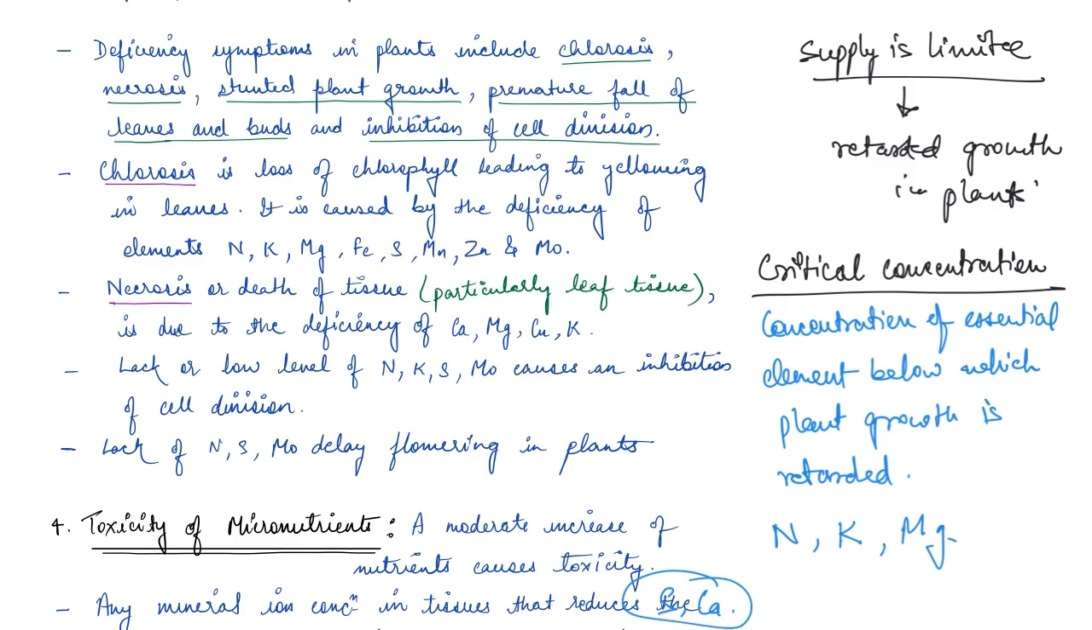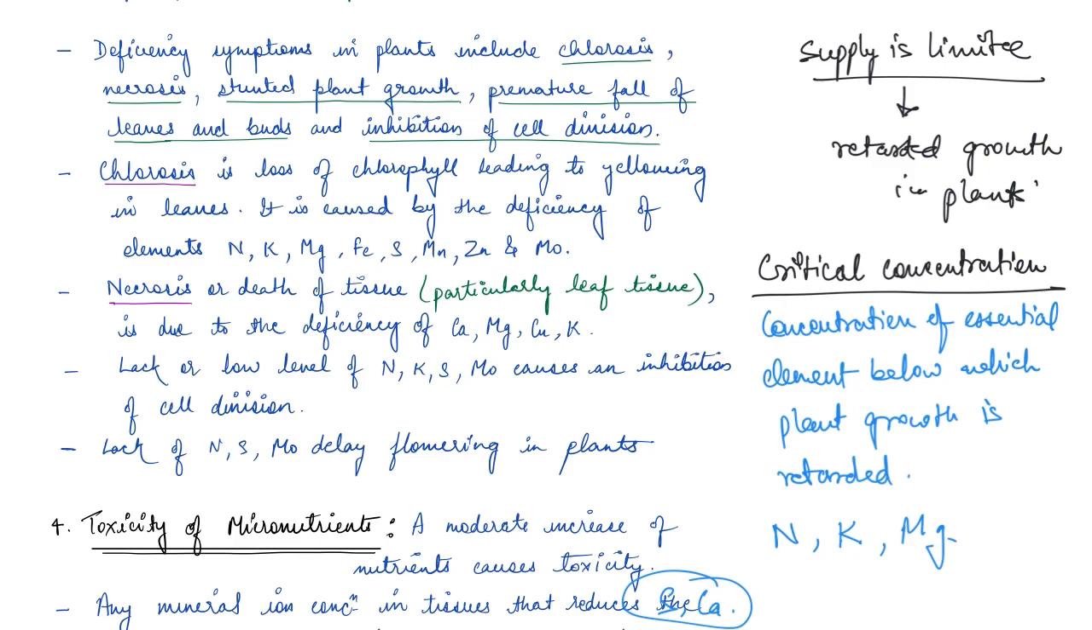And again, inhibition of cell division. Cells are not able to divide. This happens when there is a lack of sodium, potassium, sulfur, molybdenum, right? Similarly, there is a delay in flowering, right? So there is a delay in flowering when some elements are present in low quantity. Again, these elements can be nitrogen, sulfur, molybdenum. So all these examples are given in NCERT, and you'll have to remember these, right?